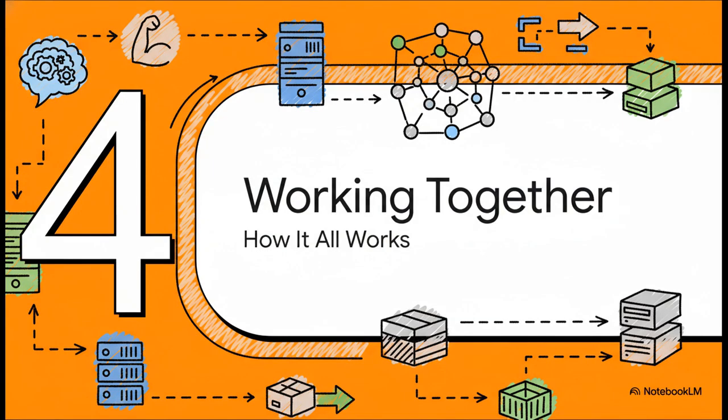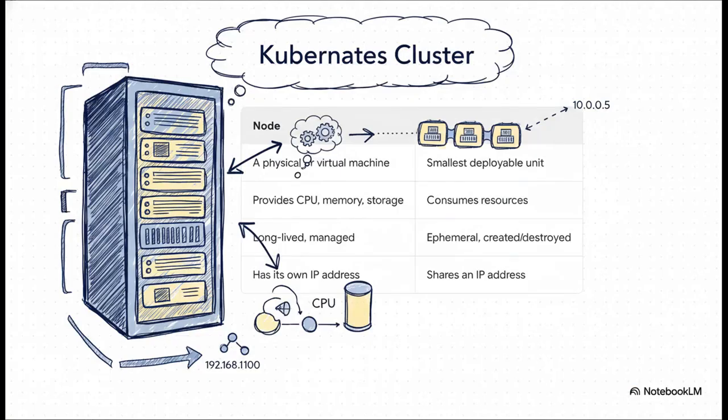Okay, we've met all the individual players in the control plane and on the worker nodes. Now let's put it all together. Let's see how this whole team works in concert to actually bring an application to life. But hold on, before we trace that journey, let's quickly clear up one of the most common points of confusion for beginners: the difference between a node and a pod. It's simple. A node is the machine, either physical or virtual. It's the house. A pod is the smallest unit you can deploy, and it runs on a node. It's like a room inside the house where your containers live. Nodes provide resources, pods consume them.